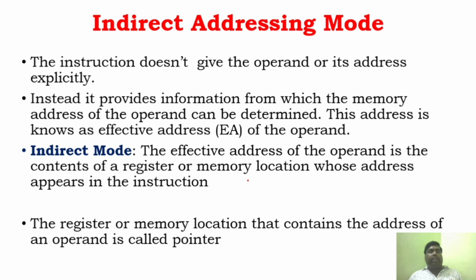We have to find out the operand. How will I find out the operand? Indirect addressing will give some information. That information will have the address of the operand. So we have to find out what that information is, and using that information we have to find out what the original operand is. That is called indirect addressing mode.